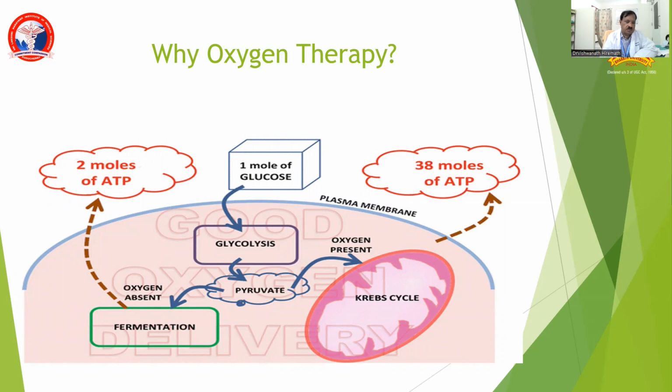When there is inadequacy of oxygen, the normal metabolism is disturbed, wherein the pyruvate, instead of entering the Krebs cycle, will go for fermentation, resulting in generation of only 2 molecules of ATP and lactates, resulting in lactic acidosis, and it is harmful to the body.